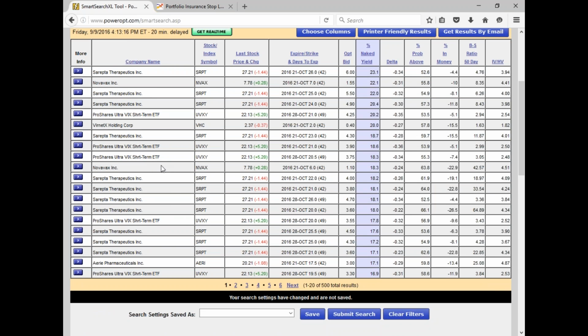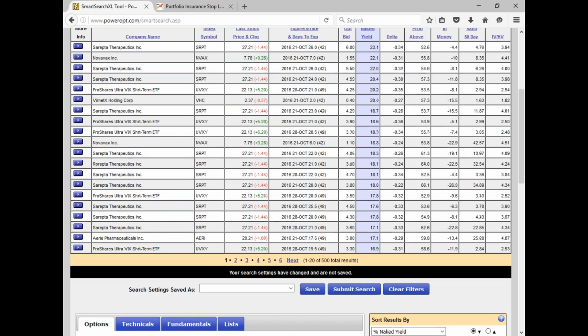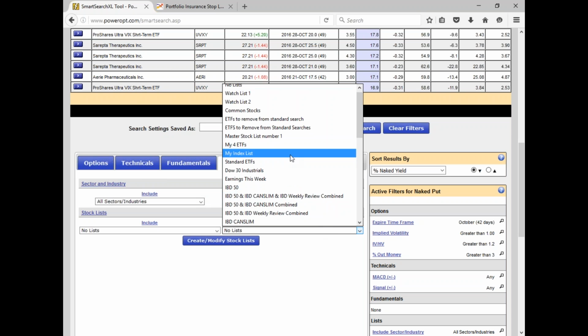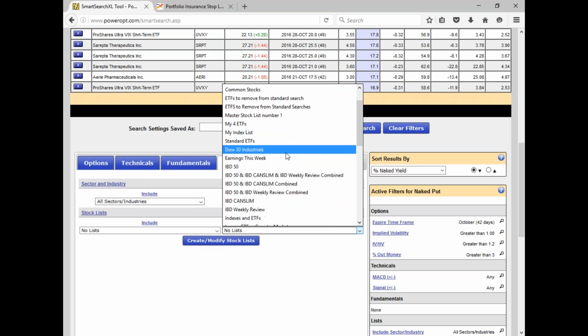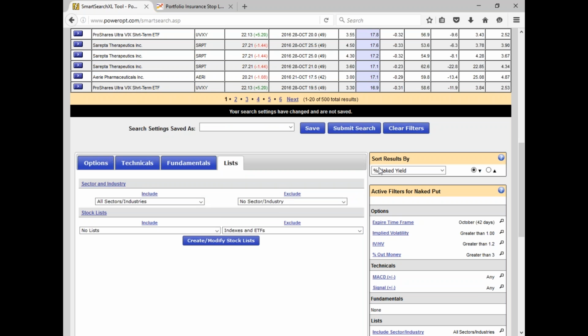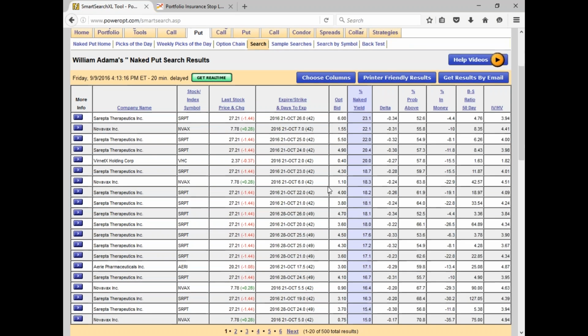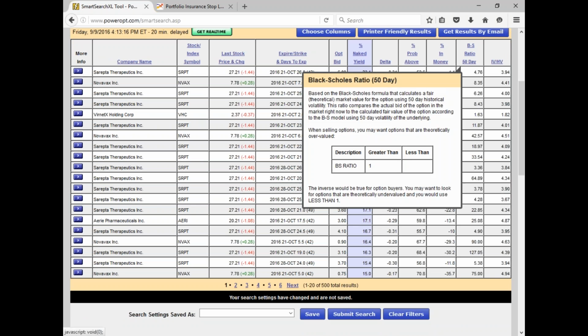Let's say I didn't want to see any 2 or 3 times ETFs, any bullish or bearish multiple ETFs. So I'll go to the lists field, and in the stock list section, I'm going to exclude indexes and ETFs. I'm just going to remove all evidence of indexes and ETFs from my search. So now we'll just look at the standard stocks. Now, very good, we have our results.